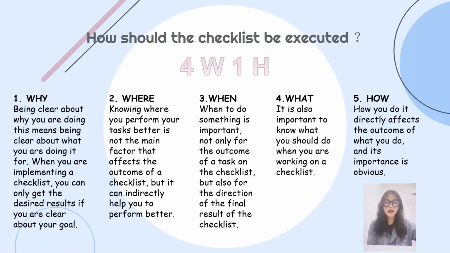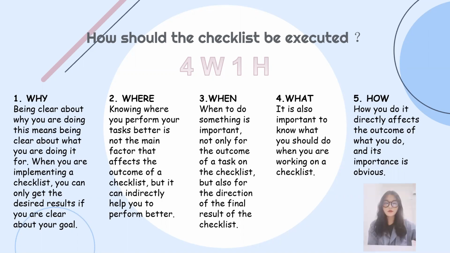The number one is why. Being clear about why you are doing this means being clear about what you are doing it for. When you are implementing a checklist, you can only get the desired results if you are clear about your goal, and sometimes you need to adjust the way you implement the checklist to your objectives.